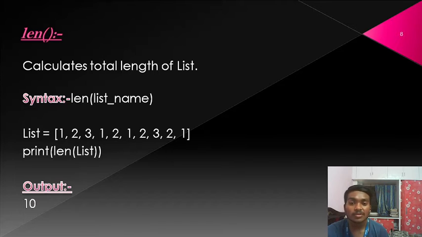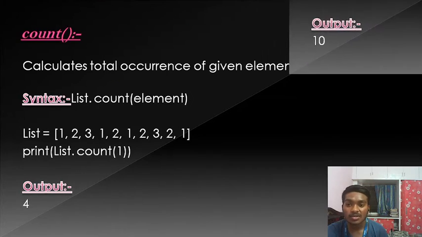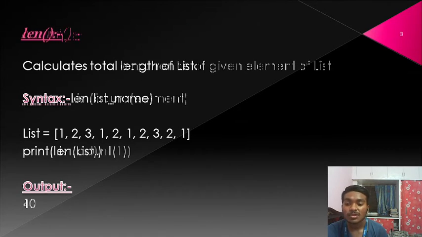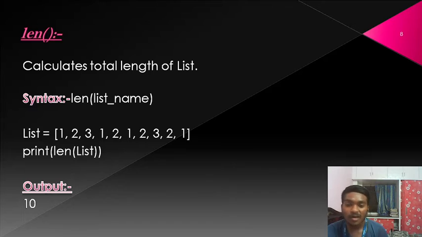Length function calculates the total length of the list. Syntax: length of list name. List name is the list. Now we are going to declare the list as 1 2 3 1 2 1 2 2 3 1, the same list as we discussed in the count method. Print length of list. There are 10 elements in the list, so the length of the list is 10. It's also a basic method.